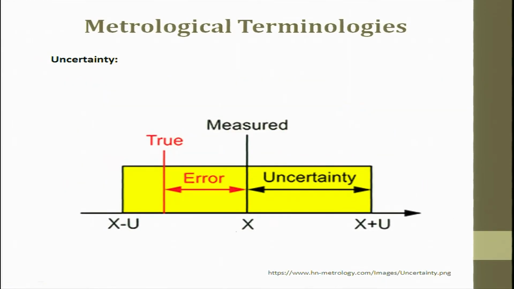So, this is the mean, this is mean minus standard deviation, mean plus standard deviation. This is the true value. The difference between the measured mean and the true value is nothing but the error. Uncertainty means from here to x plus y, you have something called uncertainty.